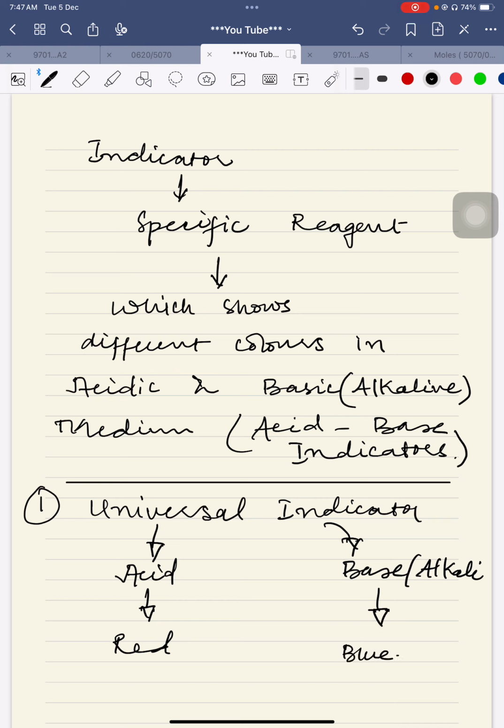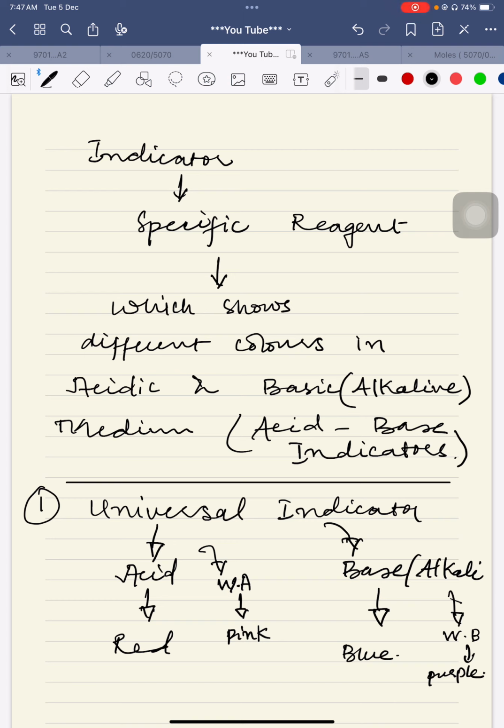Okay, blue. Sometimes the examiner can ask about a weak acid. For a weak acid, you will get pink color. And if it is for a weak base, then the color will be purple. So these are the situations which you should know.